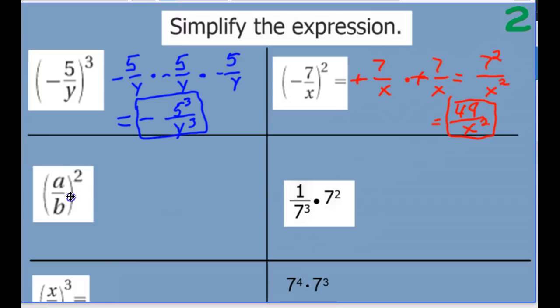Our next one, we have AB in our parentheses. So I'm going to write AB. And this exponent tells us how many we have. So we have 2, so I'm going to write another AB. Now we're just counting. We have two a's, so a squared over 2 b's, so b squared. A squared over b squared.